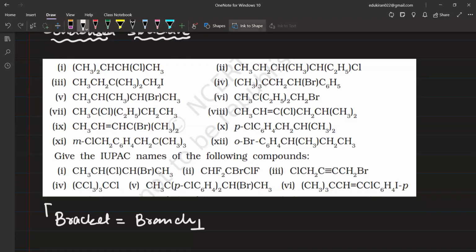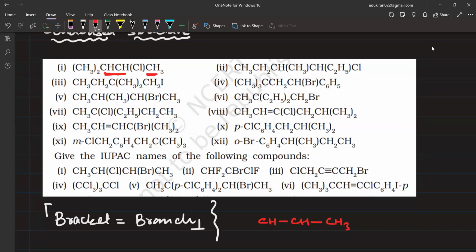Whatever is in the bracket, it is in the branch. Please repeat, guys. Whatever is in bracket, it is in branch. Obviously, when you are writing the structure, you will not write the branch first. You are going to write whatever is not branched. So you are going to write CH, single bond CH, single bond CH3.